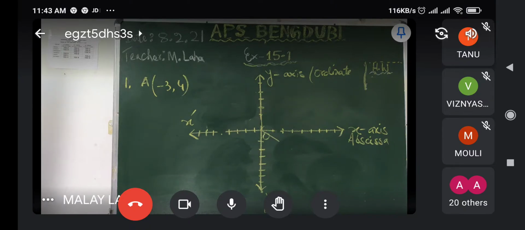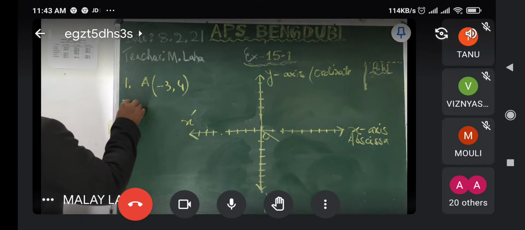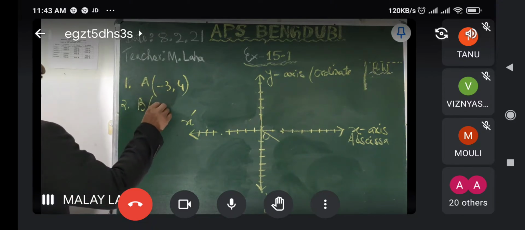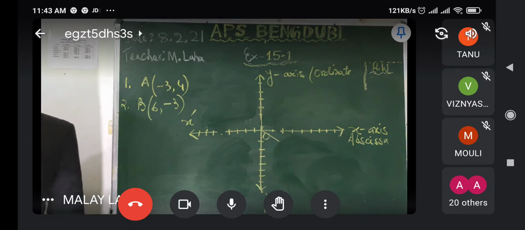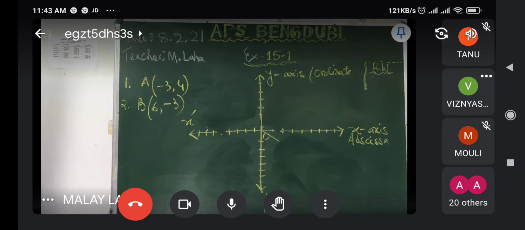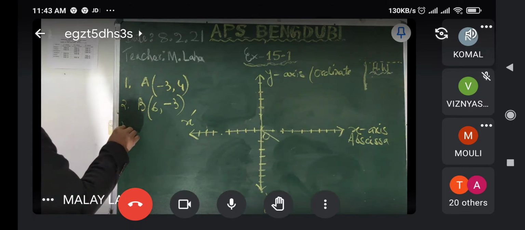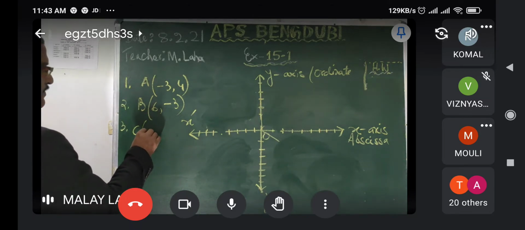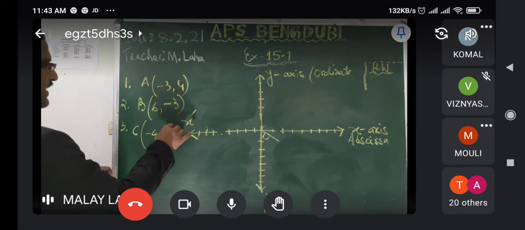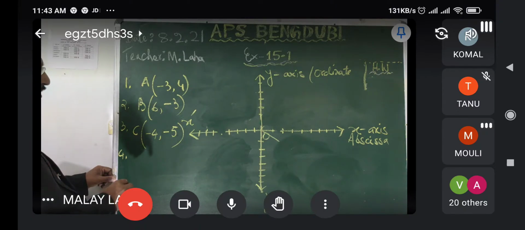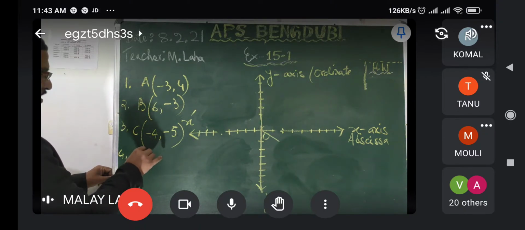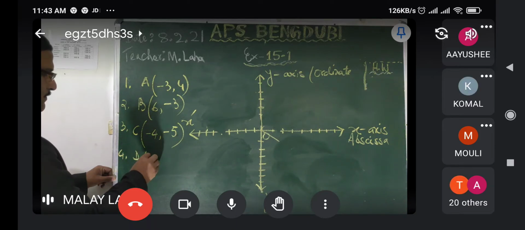Now tell me, point B. Its value is (6, minus 3). Where does it lie? The fourth quadrant. Sir, fourth quadrant. Okay. Good, it is coming slowly. C. Its value is (minus 4, minus 5). Where does it lie? Third quadrant. Sir, third quadrant.